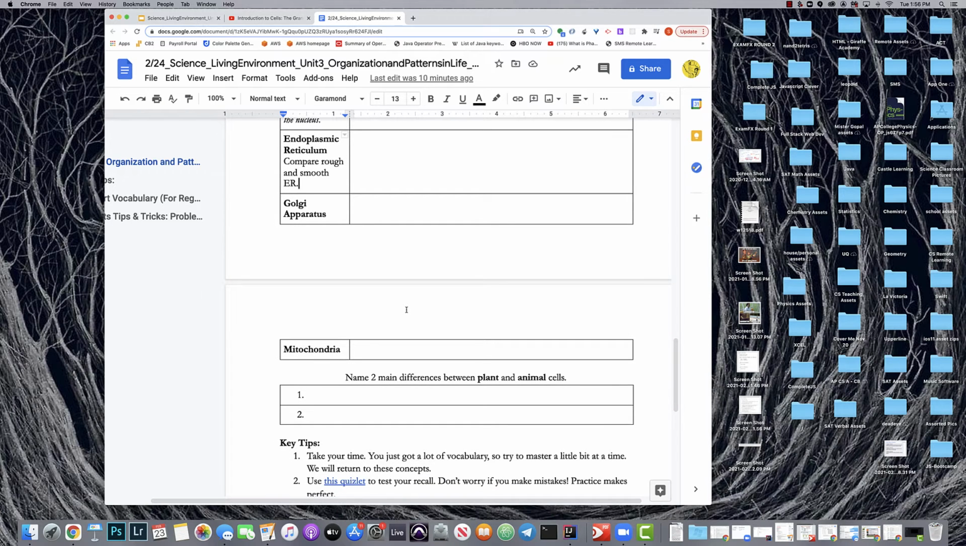Now, after they define all of the functions of these organelles, they're going to name two main differences between plant and animal cells. I like to keep that in a different section because very often you see Regents questions that are independently focused on the difference between plant and animal cells. So having that information separated, for me, helps me draw attention to it easier, and for a student with disability, it can help them just kind of organize their thoughts.